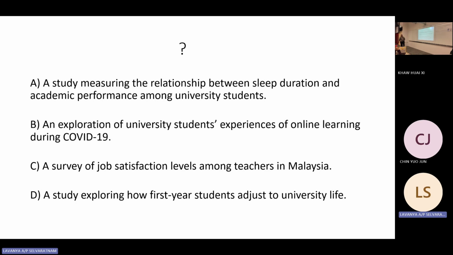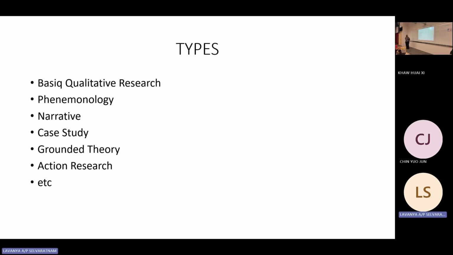You all should be able to answer this. A, quali or quanti? Why? Yeah. Okay. B. Okay, good. C. Why quanti? Very good. D. Okay, very good.